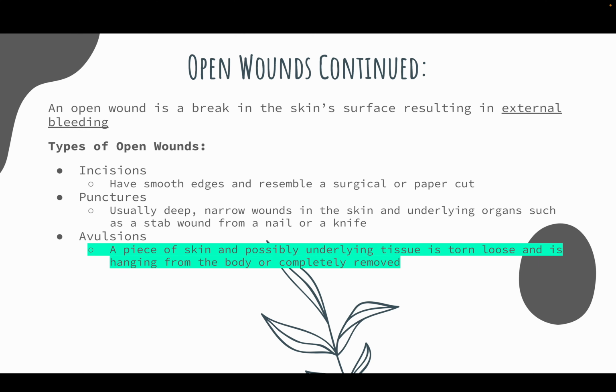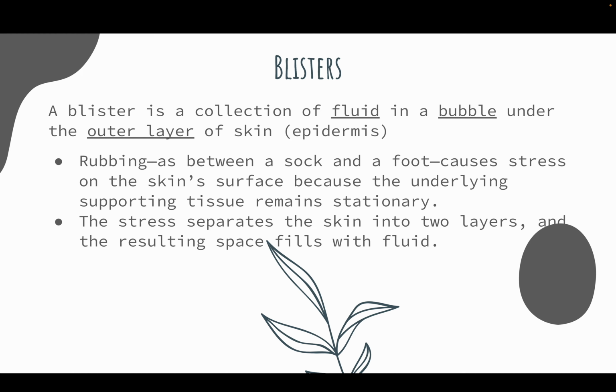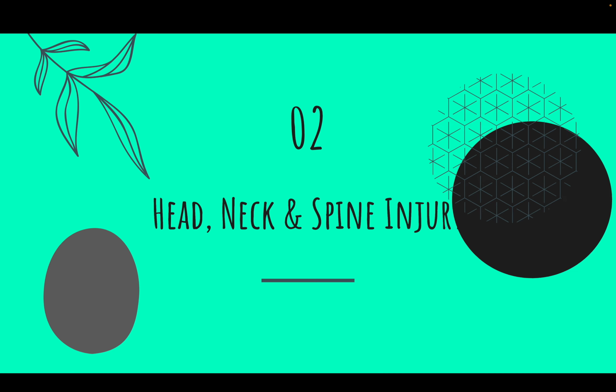Open wounds continue. An open wound is a break in the skin surface resulting in external bleeding. Types of open wounds include incisions, punctures, and avulsions. A blister is a collection of fluid in a bubble under the outer layer of the skin, the epidermis. It may happen from rubbing, like a sock on a foot, which causes stress on the skin surface because the underlying supporting tissue becomes stationary. The stress separates the skin into two layers, and the resulting space fills with fluid.